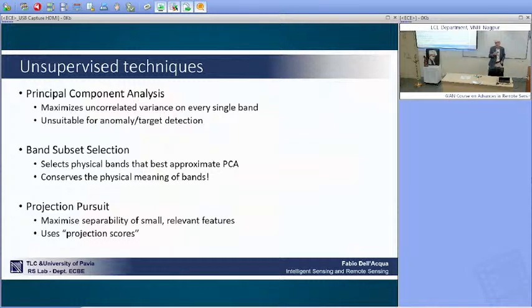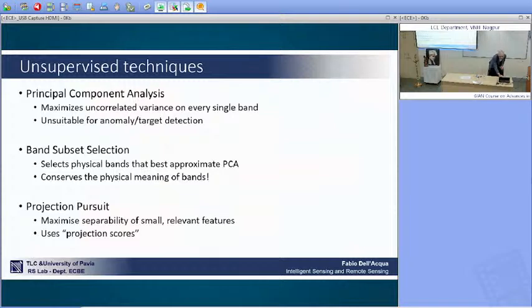Basically, there's a number of techniques that you can use for band selection. Some are so-called supervised and some are unsupervised. And obviously, one is band subset selection. So select physical bands that best approximate PCA, but well, anyway, selection.